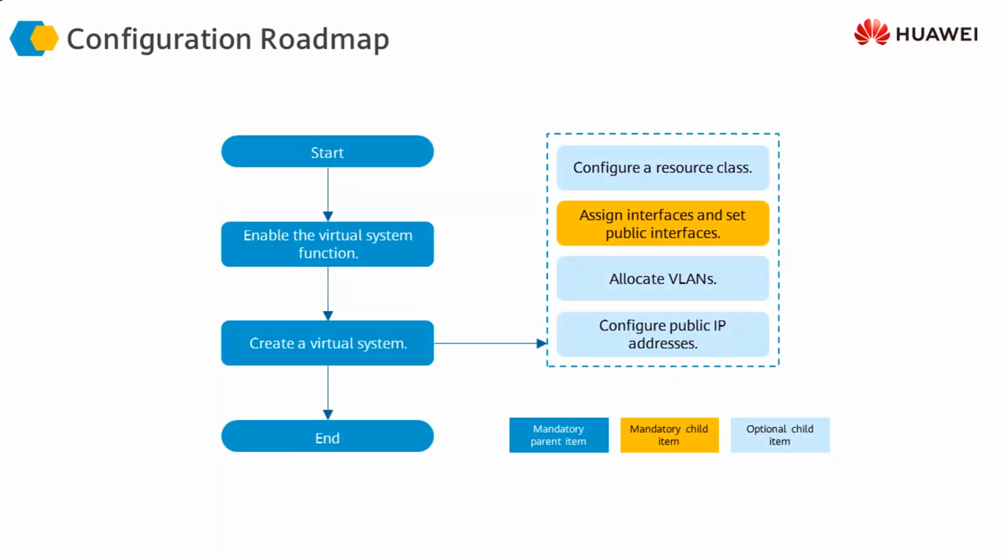The basic configuration steps that we are going to follow include enabling the virtual system function on the firewall. We can do this through the web interface or through the command line interface. Once we have enabled this, we create the virtual system. In creating the virtual system, we have to configure a resource class. We will see what a resource class is. This is like a template which is used for assigning resources to a virtual system. And then we assign interfaces and set the public interface. Then we allocate the VLANs, and then we configure the public IP addresses for this virtual system.